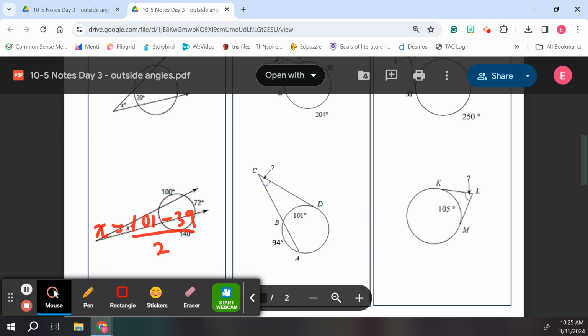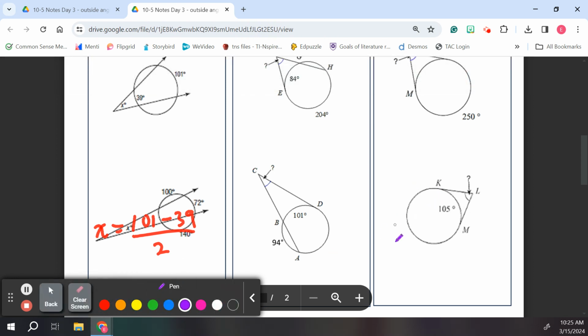Head back. All right, so if we look right here, if we want to, we can find this large arc, but it's really not necessary. In order to find the measure of angle L here, we would just take 180 minus 105, which gives us, in this case, 75 degrees.